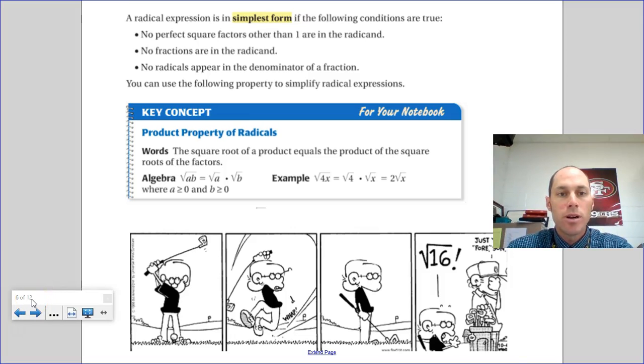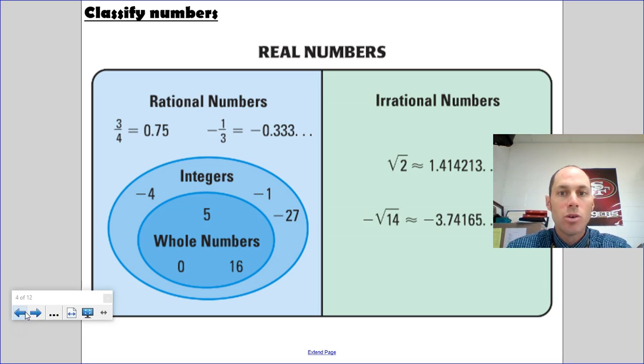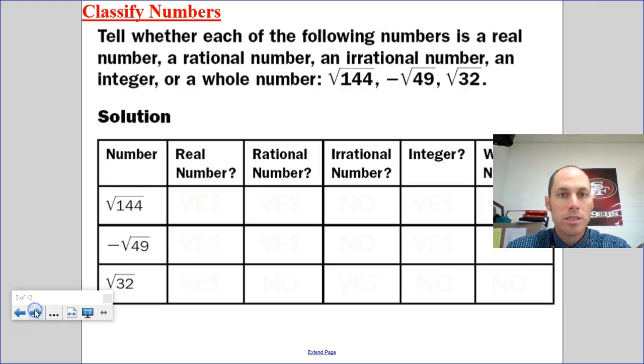All right, as we continue our lesson on simplifying square roots, in the last video we talked about the different numbers: rational, irrational numbers, integers, whole numbers, and how we classify all those. We also talked about perfect squares. We're going to use perfect squares as we simplify square roots.